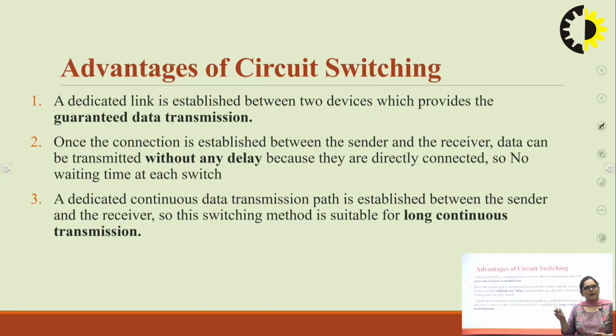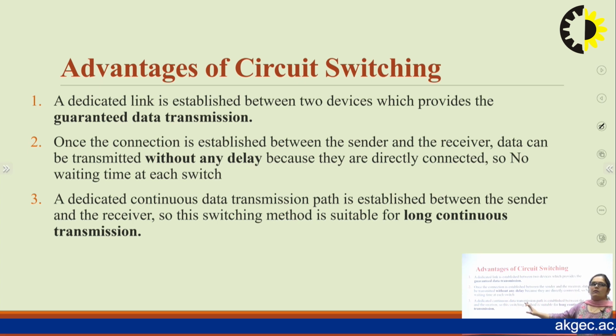So these are the advantages of circuit switching. Here a dedicated link is established between the two devices, which provides guaranteed data transmission. Once the connection is established between the sender and the receiver, the data can be transmitted without any delay because they are directly connected, so no waiting time will be incurred at each switch. And lastly, a dedicated continuous data transmission path is established between the sender and the receiver, so this switching method is suitable for long continuous data transmission.